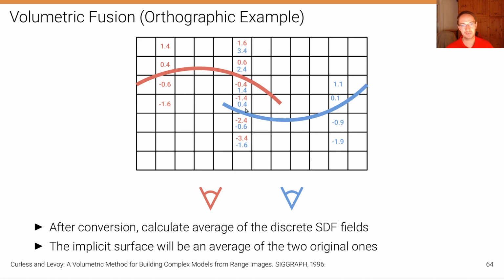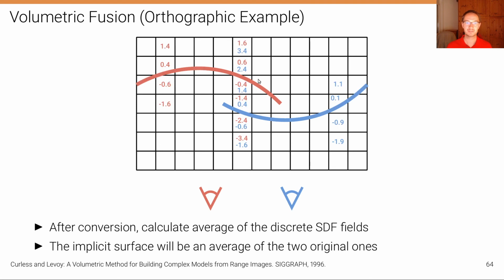And now here we have both a blue and a red ray, so we have information for both, and you can see that for instance here both the red and the blue values are positive. Here we have negative red values and positive blue values because we are between these two surfaces. And here we have negative values for both. And as already mentioned, what volumetric fusion does is simply to average these values.